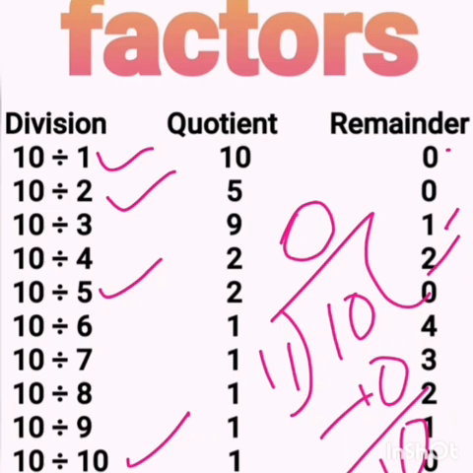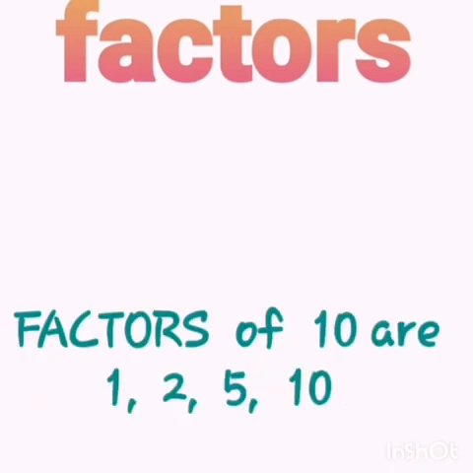So 10 divided by 10 is 1 and the remainder is 0. So the factors of 10 are 1, 2, 5 and 10. From 1, 2, 5, 10, the lowest factor is 1 and the highest factor is 10 itself. And I have two more factors, that is 2 and 5.